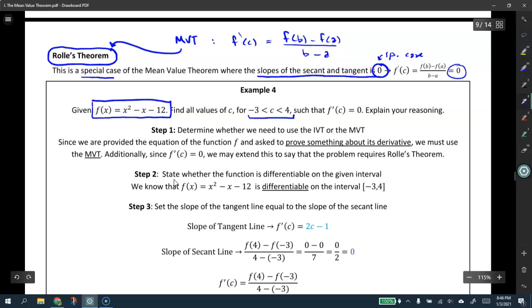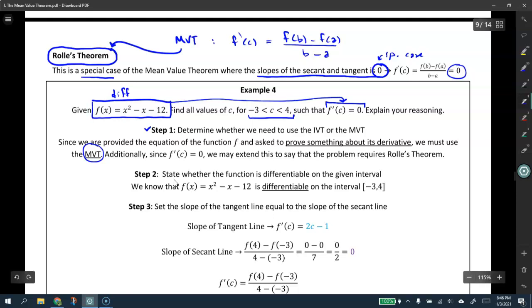And notice how this is a polynomial function, so it's perfectly differentiable on all values of x. And beyond that, they want you to prove that the derivative is equal to 0 at some point. So notice how they're taking a function, and then they're talking about its derivative. And so it makes sense that we're going to be using the mean value theorem, because they're asking you about a derivative of a function. So we use the MVT.